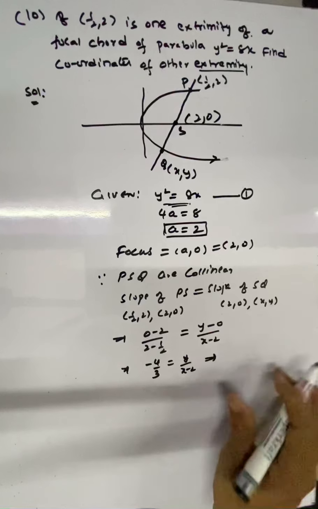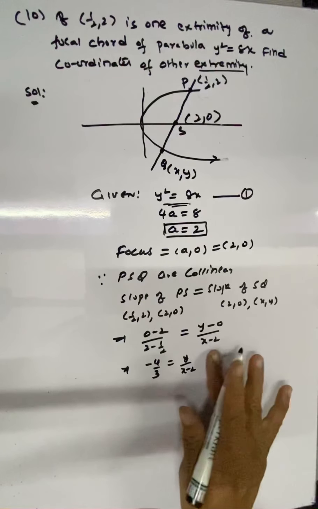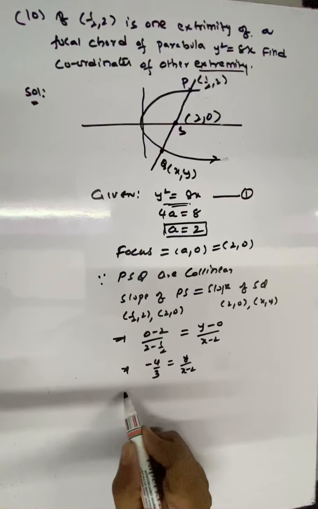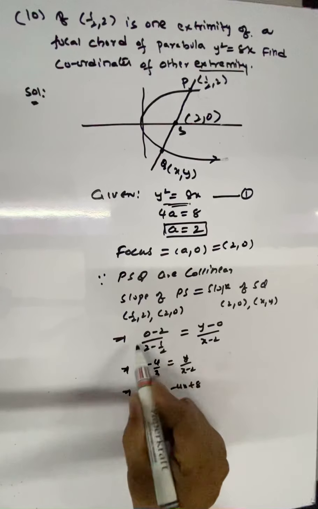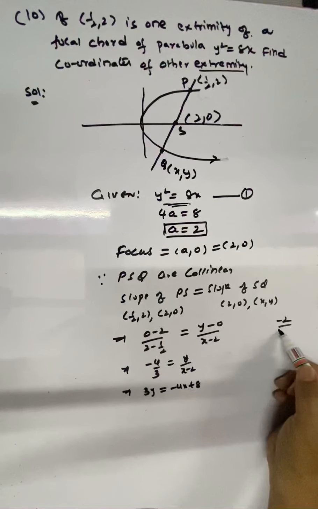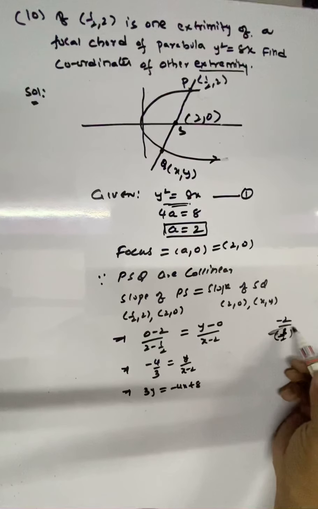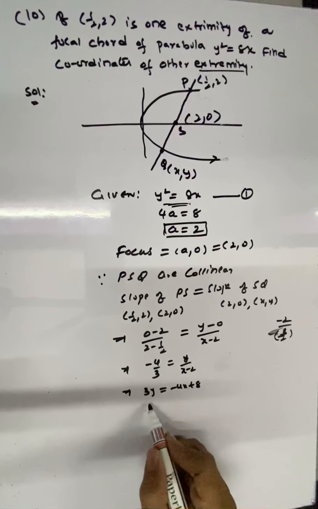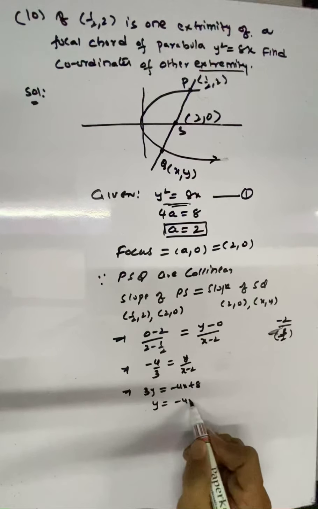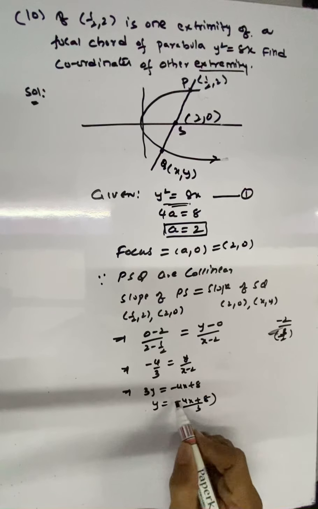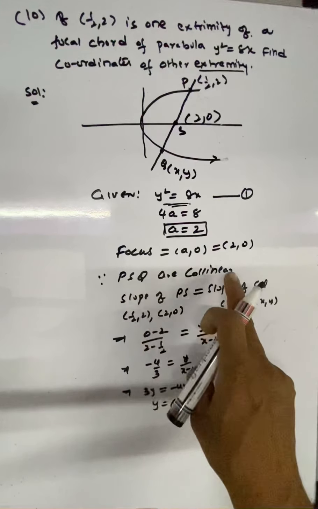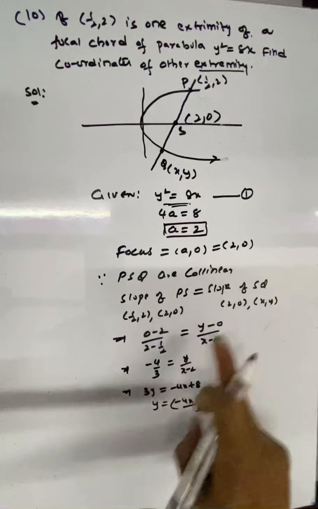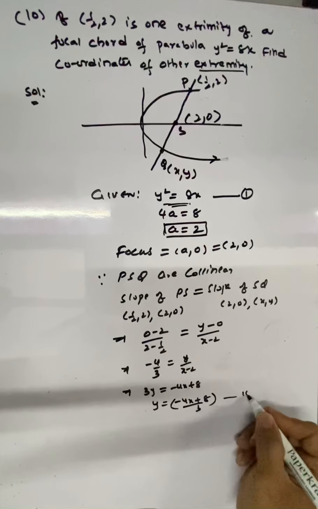This implies, if we cross multiply, 3y equals minus 4x plus 8. How did we get this one? Minus 4 by 3, see, minus 2 by 3 by 2, 3 by 2 in the numerator is 4 by 3, minus 4 by 3. So if we cross multiply and take the y value as minus 4x plus 8 by 3, because we found P, S, Q are collinear, we have to take slope of PS equals slope of SQ. So we got the y equation.